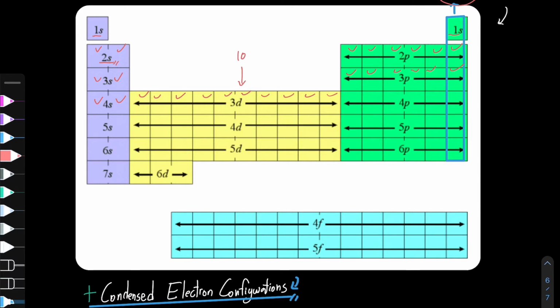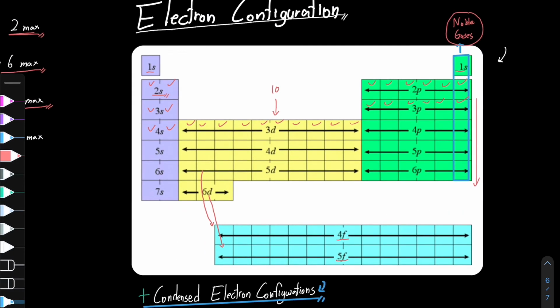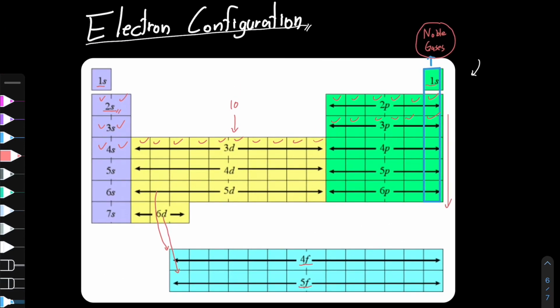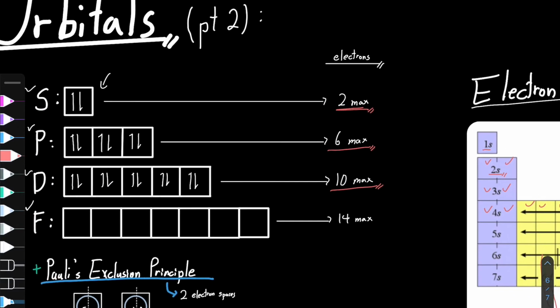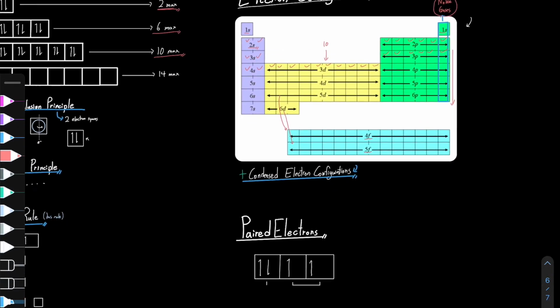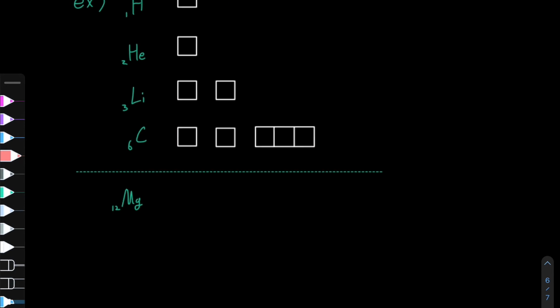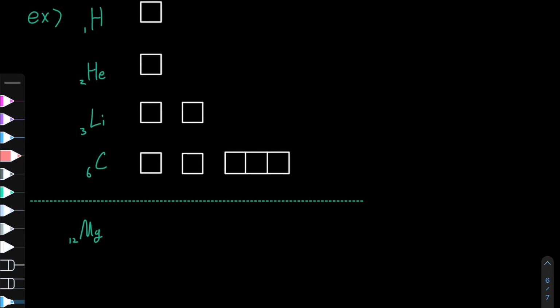And the list goes on all the way to the bottom, except that in these cases they are considered f. So just keep that in mind, although it almost never comes up in regular chemistry. Now we know which orbitals are filled in first, so we can try some real life examples. Let's try out hydrogen.